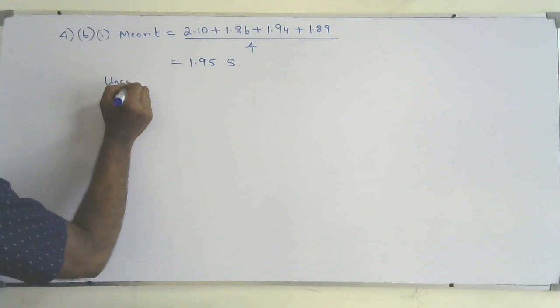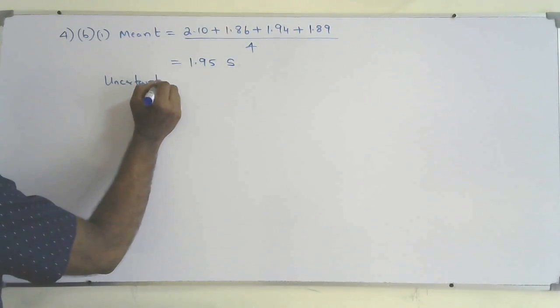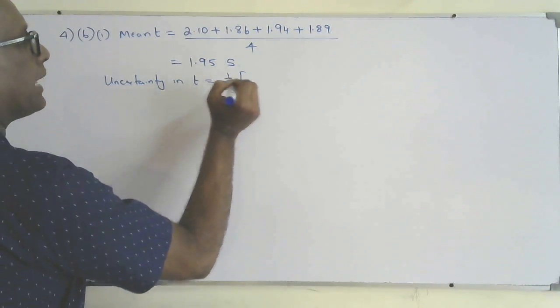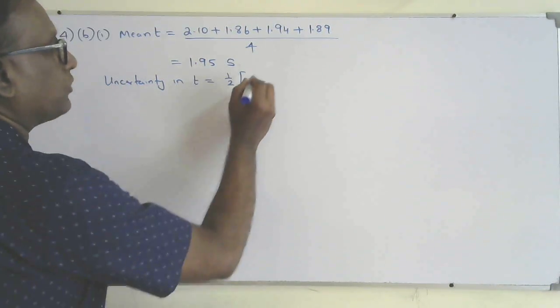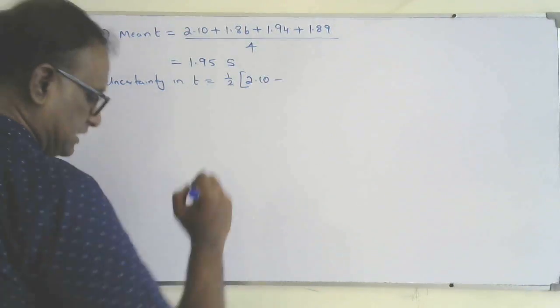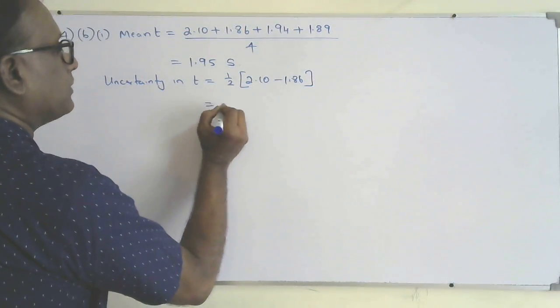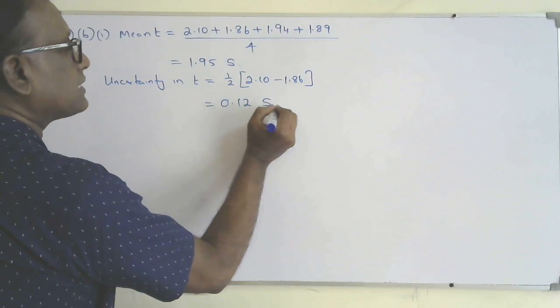Uncertainty, you know, is half of maximum minus minimum. Maximum is 2.10, minimum is 1.86. That will be 0.12 second.